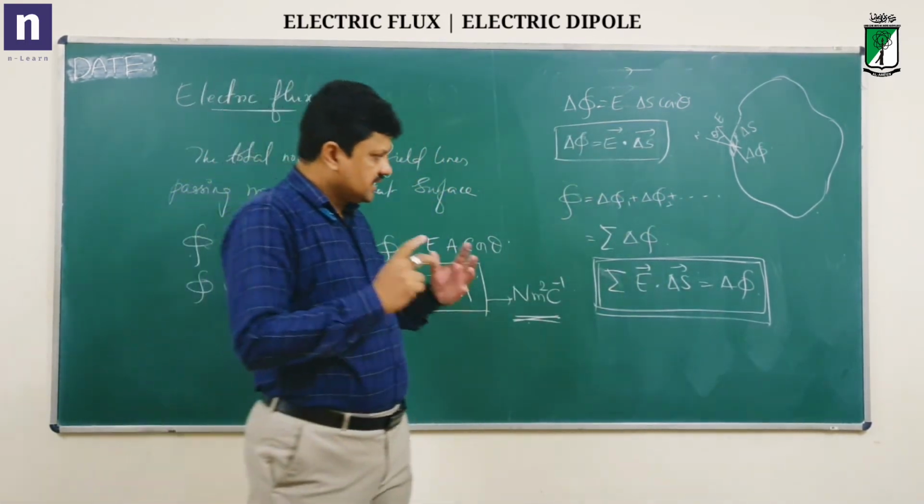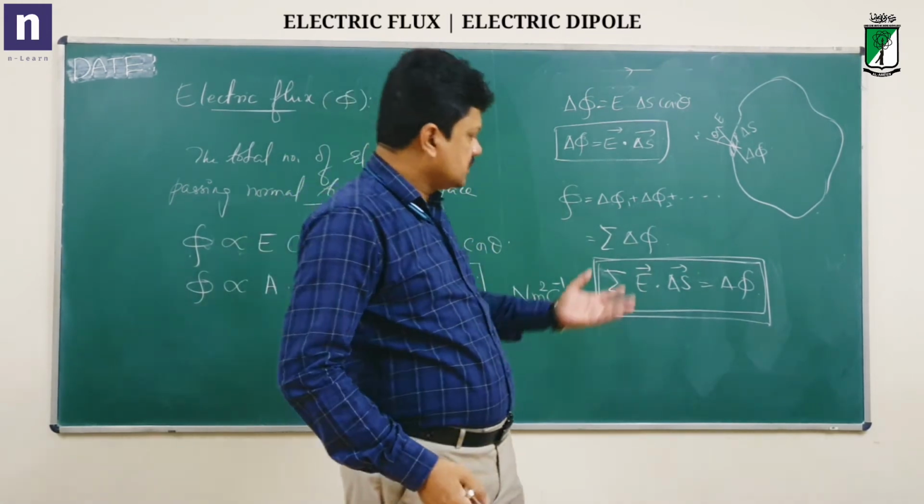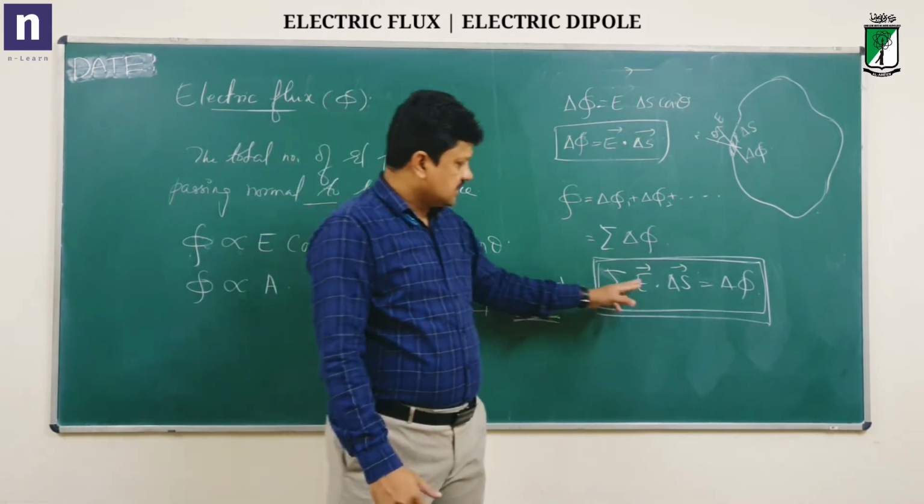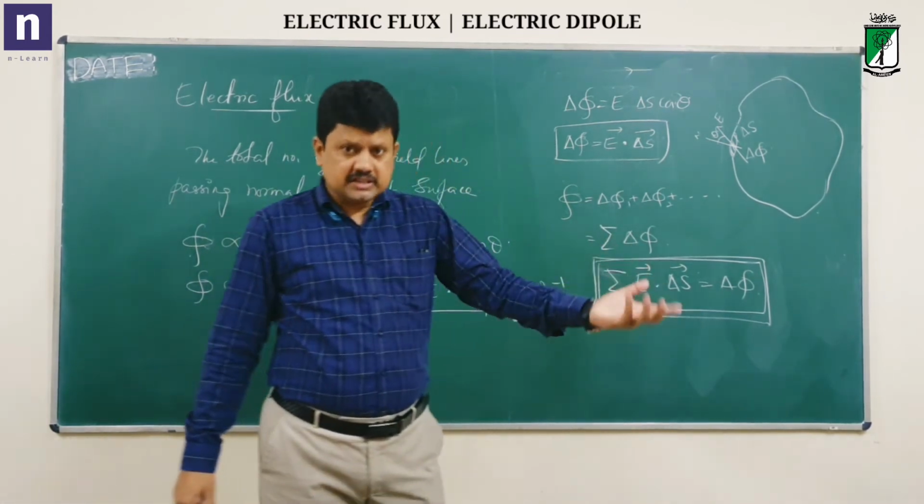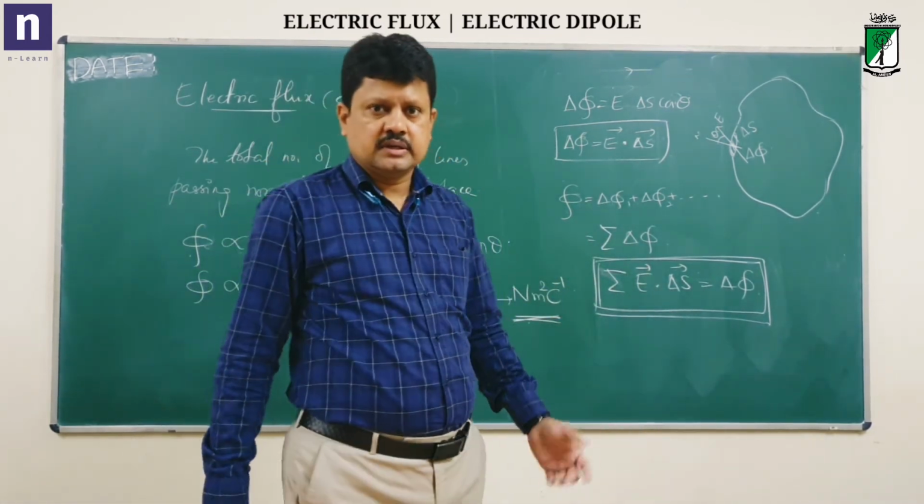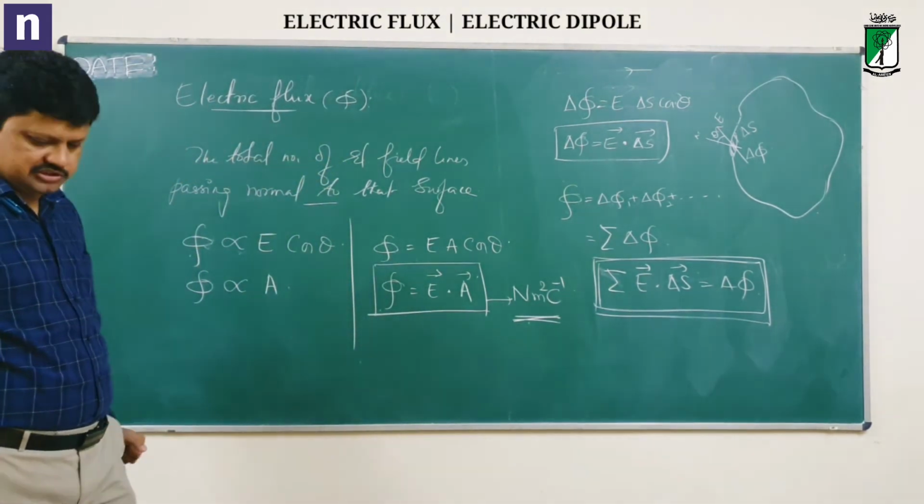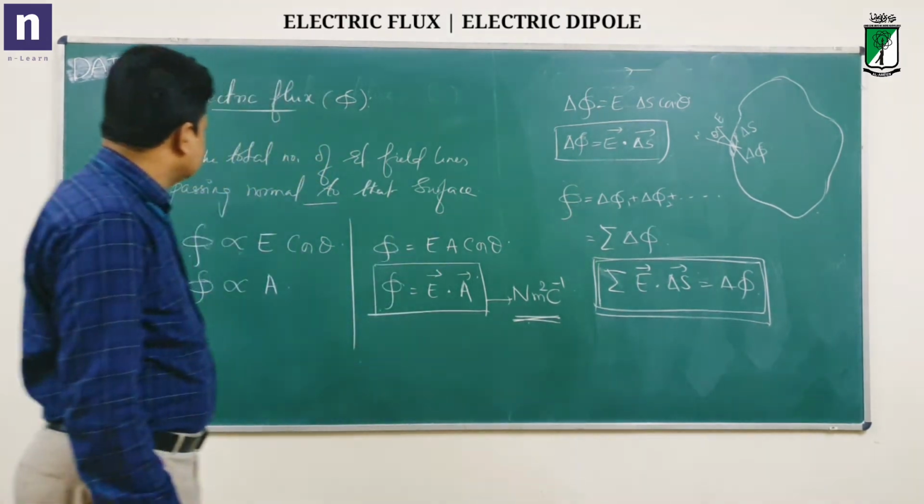So for any irregular shaped body also you can find the flux using a similar equation. Whereas of course remember this summation may turn out to be an integration in some of the cases. Of course we are going to see more about electric flux in the coming sessions. So that's about electric flux.